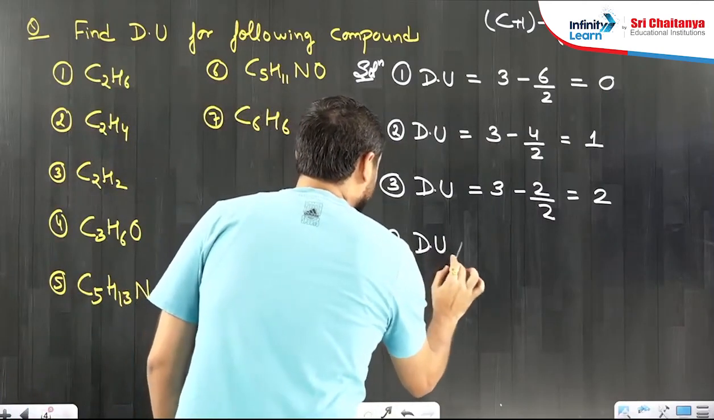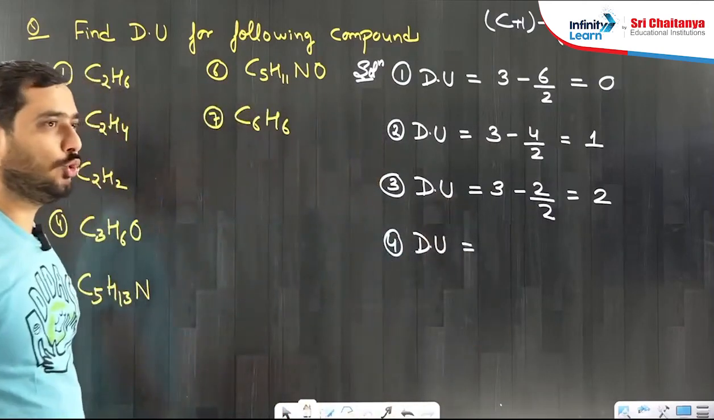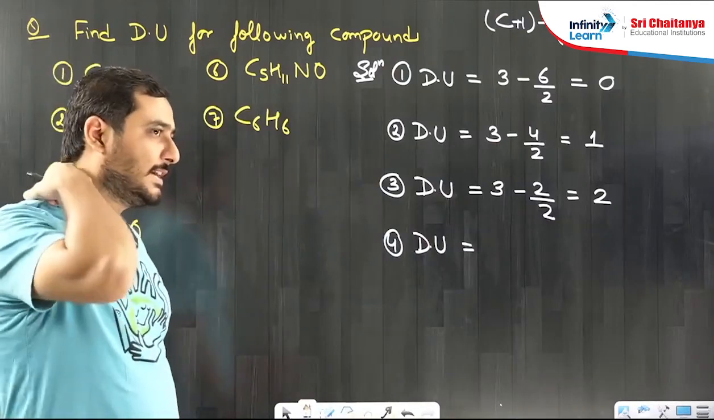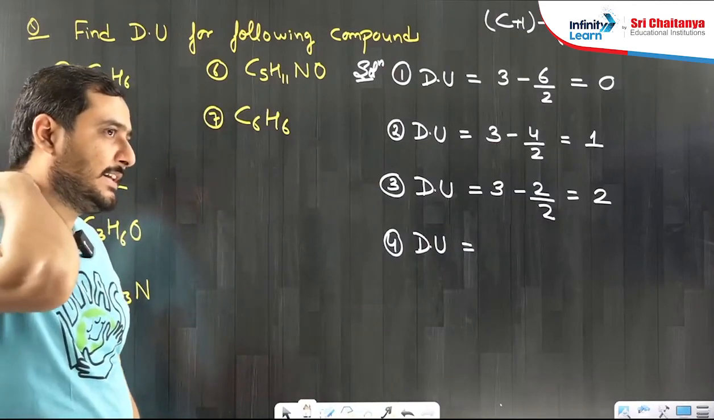Tell the answer for the fourth. C3H6O. What is the degree of unsaturation for C3H6O?